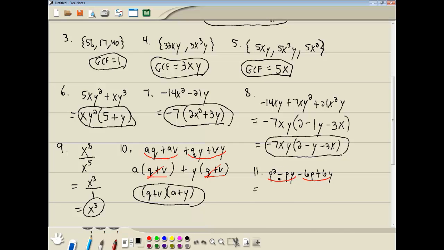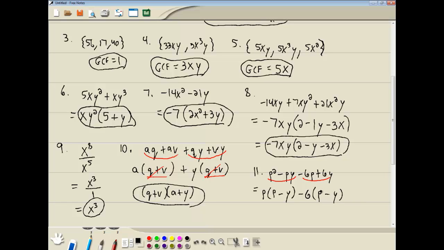Now looking at only our first group, we ask ourselves what the GCF is, which is P, and that gives us P times (P minus Y). Then we look at our last group, and I see they're both divisible by 6, so I can bring 6 out. Our first term's negative. Remember, whenever your first term's negative, you always bring out a negative. So we'll factor out a negative 6, and then that gives us P minus Y.